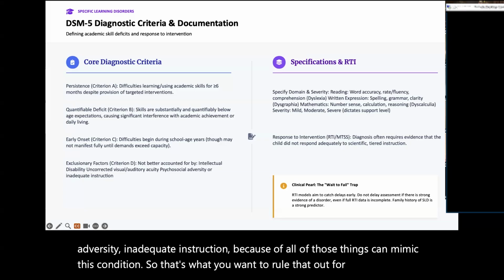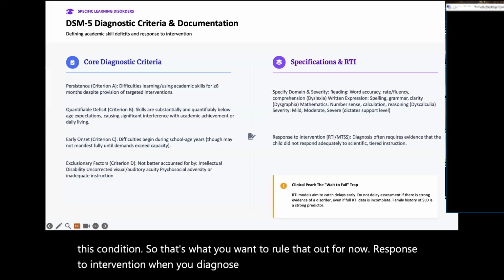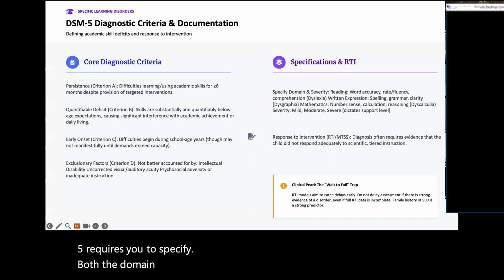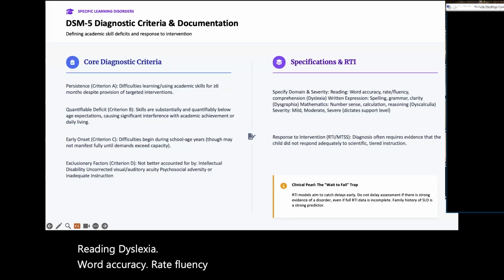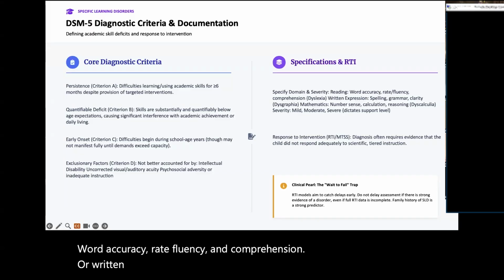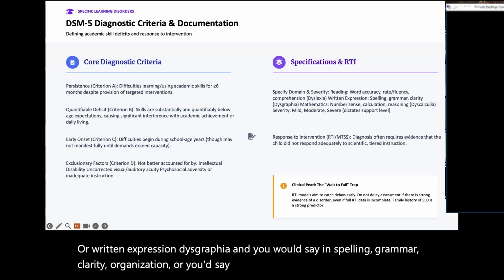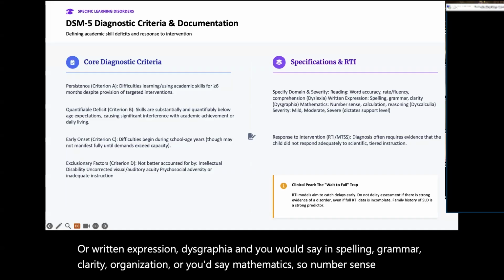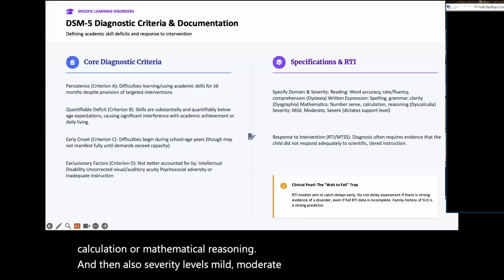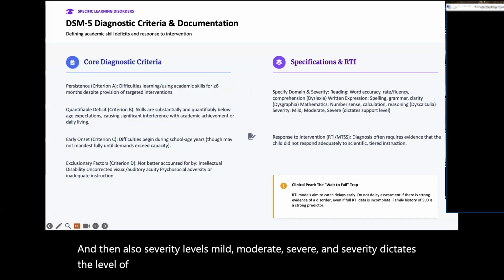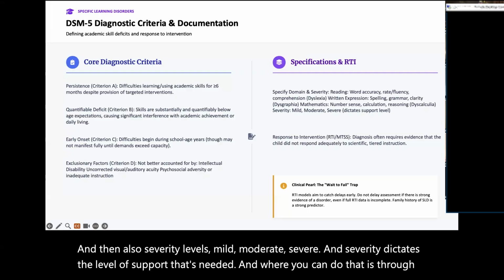Now, response to intervention. When you diagnose the specific learning disorder, the DSM-5 requires you to specify both the domain and the severity. So you would say something like reading, dyslexia: word accuracy, rate, fluency, and comprehension, or written expression, dysgraphia: in spelling, grammar, clarity, organization. Or you'd say mathematics: number sense, calculation, or mathematical reasoning. And then also severity levels, mild, moderate, severe, and severity dictates the level of support that's needed. And where you can do that is through neuropsychological testing.